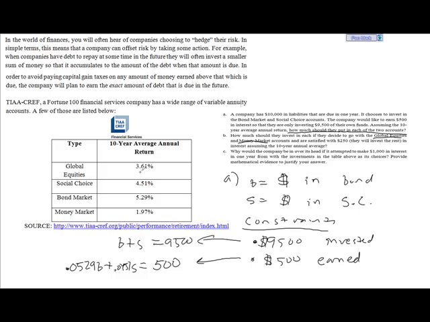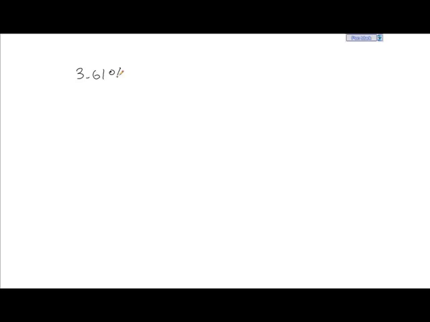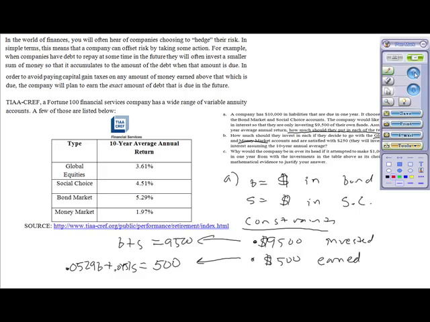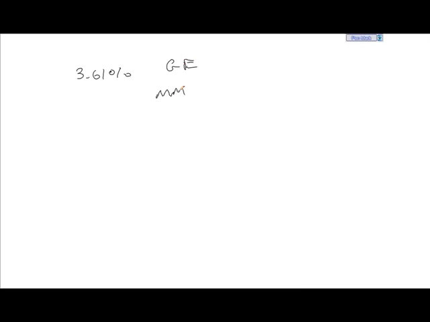They're earning lower rates, so they probably shouldn't expect to earn quite as much. So we have 3.61%, and this was on the global equities, and then on the money market it's 1.97%.